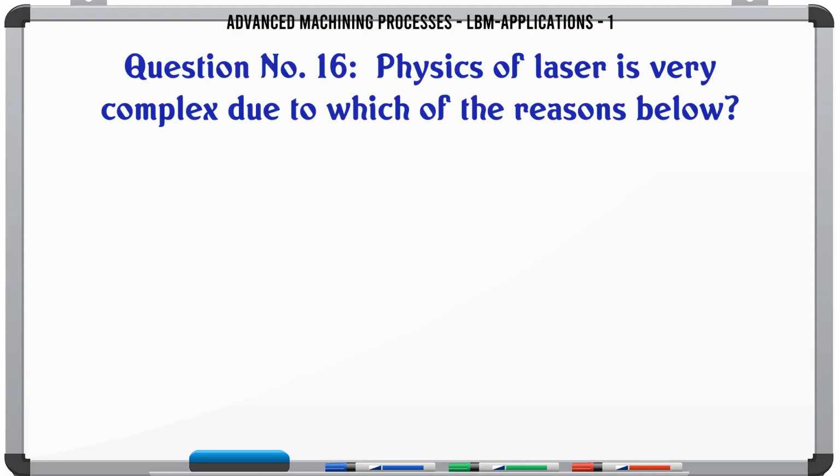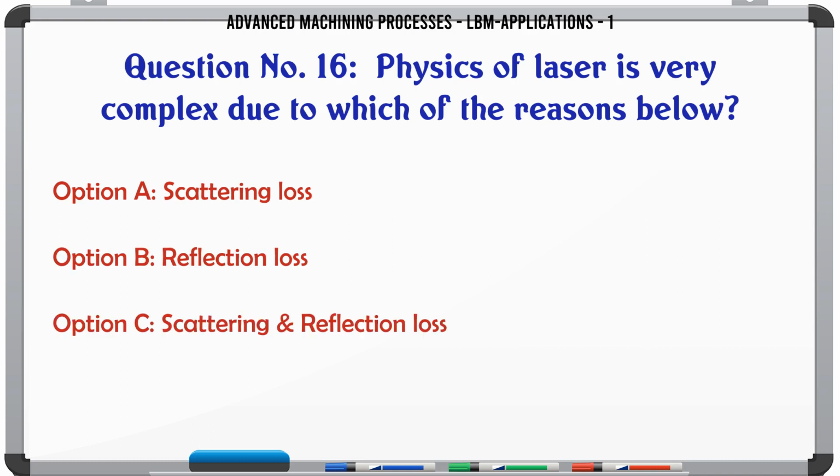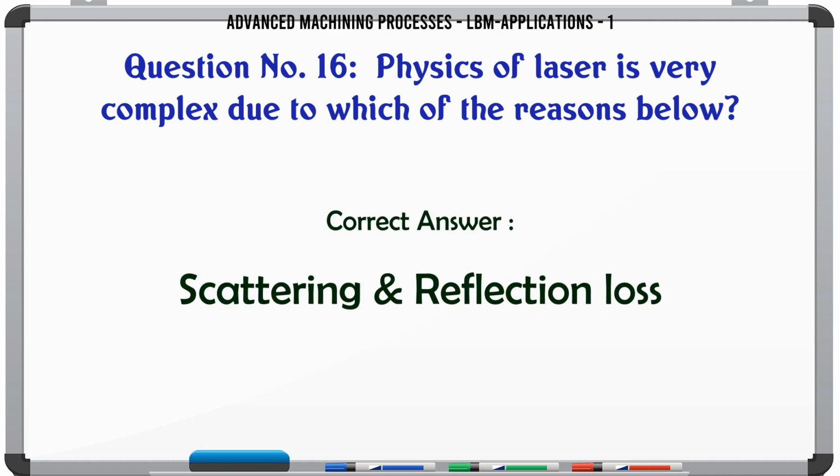Physics of laser is very complex due to which of the reasons below? A. Scattering loss, B. Reflection loss, C. Scattering and reflection loss, D. None of the mentioned. The correct answer is scattering and reflection loss.